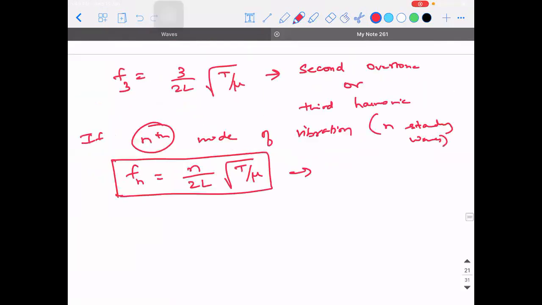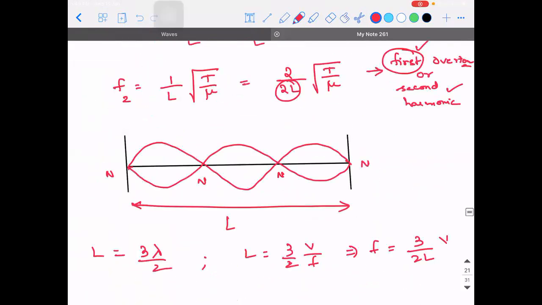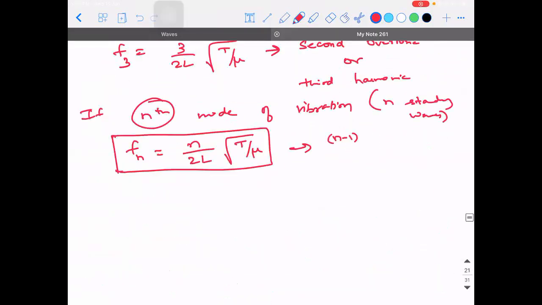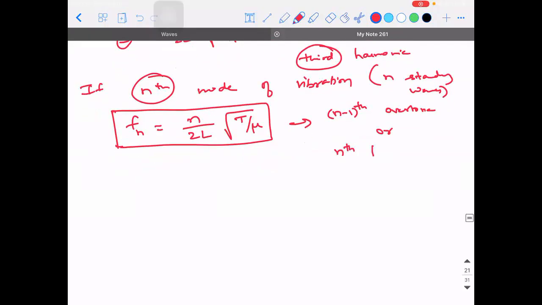So what will be the name of this frequency? F2 is the first overtone, so this will be the (n minus 1)th overtone. F3 is the third harmonic, and this will be the nth harmonic. It's like progressions only. Are you guys able to understand? It's like writing the general equation in an arithmetic progression. I did the same thing. I generalized this. Guys, am I clear?